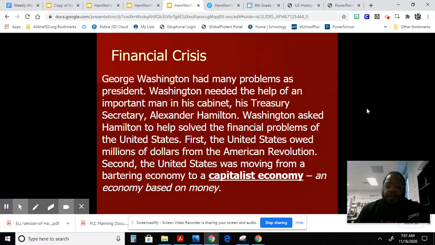That's one of our vocabulary words, and it's bold. A capitalist economy is an economy based on money. An economy based on money.